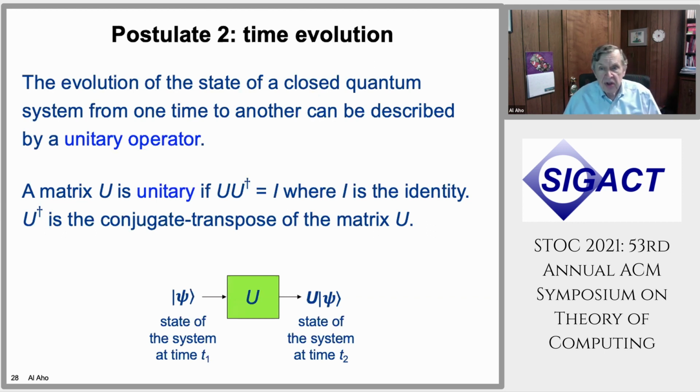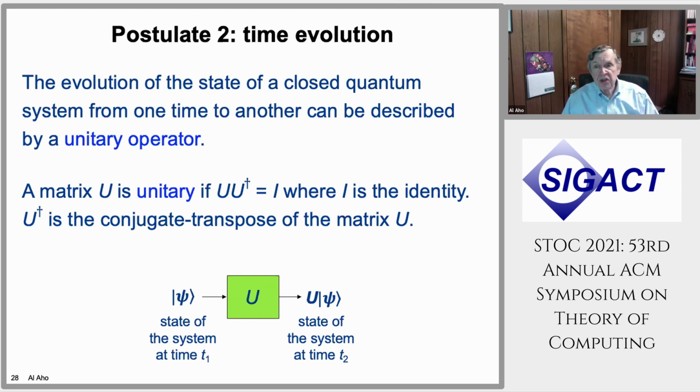The second postulate is how to represent the evolution of the state vector. And one way of viewing the evolution of the state vector of a closed quantum system from one time to another can be described by a unitary operator.